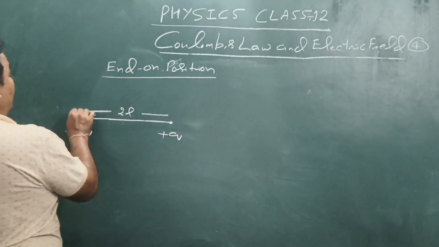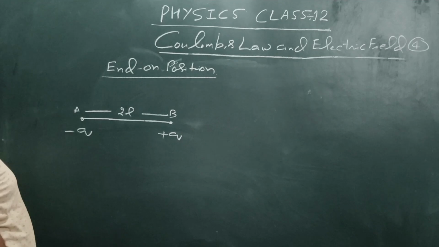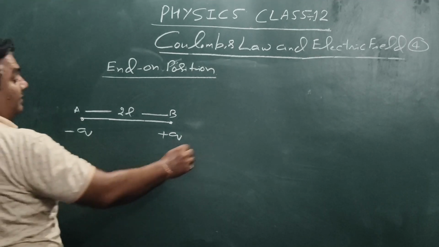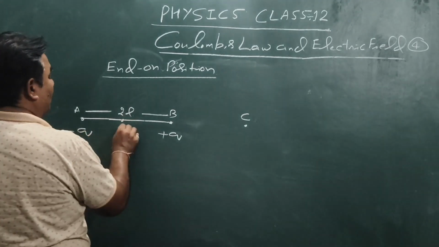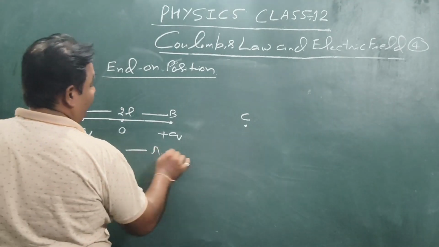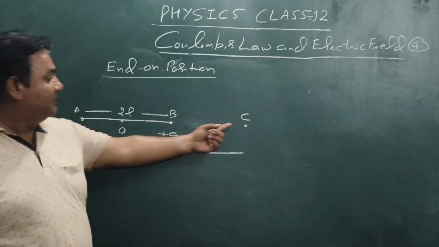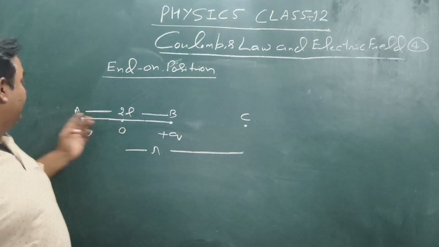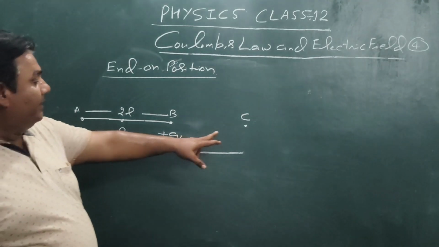This is electric dipole AB, and it is placed in a medium whose dielectric constant is K, and C is any point at a distance R from the middle point O of the dipole, at which we have to find the intensity of electric field. When we take any point on the axis of the dipole, either right side or left side, this is called end-on position. Now we find the intensity at this point.